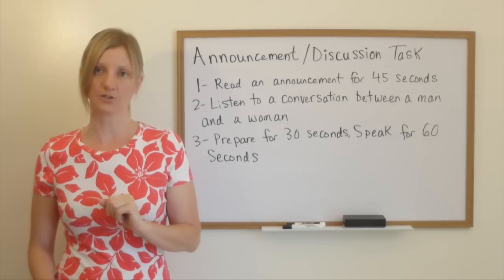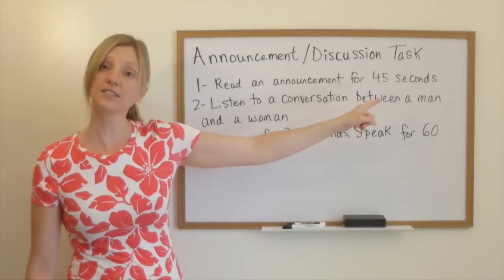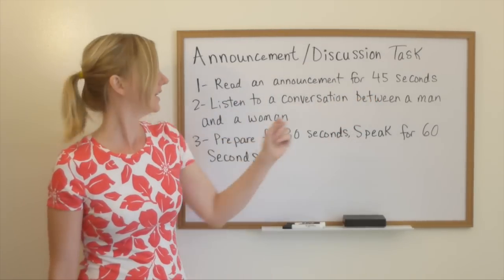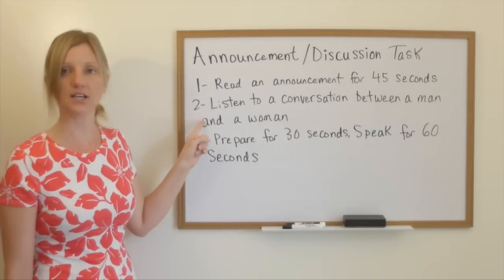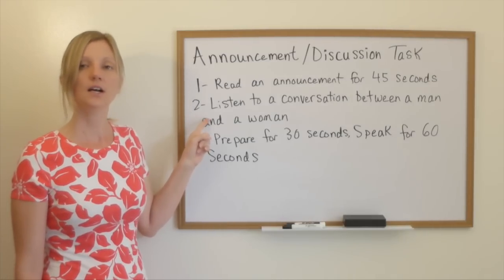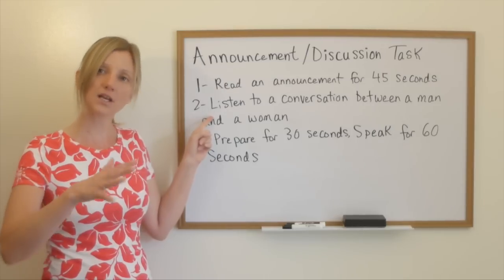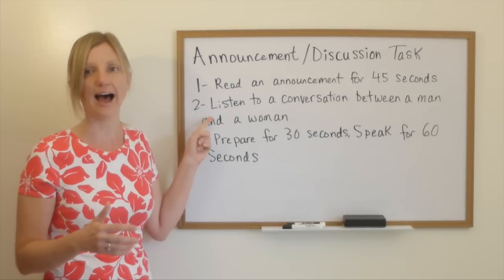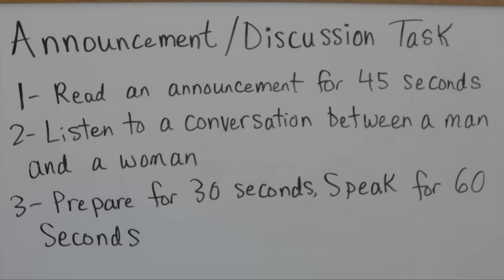First, you read an announcement. You have 45 seconds to read the announcement. Next, you listen to a conversation between a man and a woman. The conversation is about a minute to a minute and a half. Then you prepare for 30 seconds to answer the question, and you speak for 60 seconds.